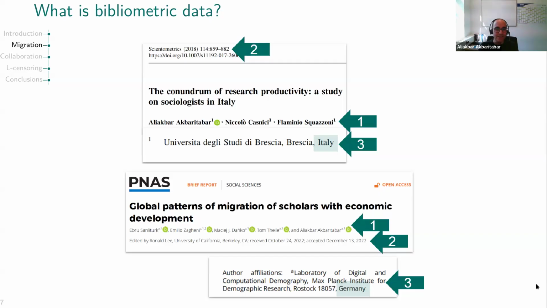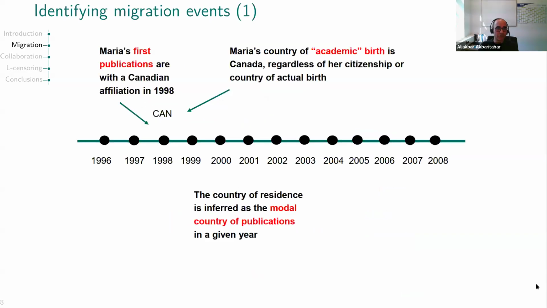Of course, again, this is an assumption and we can discuss during the Q&A, but it allows us to construct this type of trajectories. Here I'm giving you an example, a fictitious example of a scholar. Let's call her Maria. And she starts her publications in 1998 with a Canadian address or affiliation. We consider that as her affiliation as the country of academic birth.